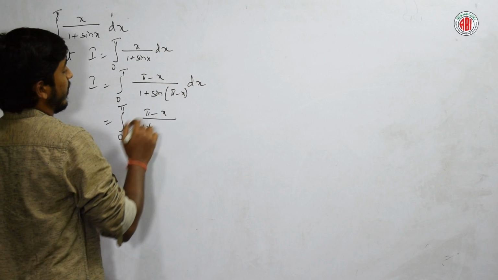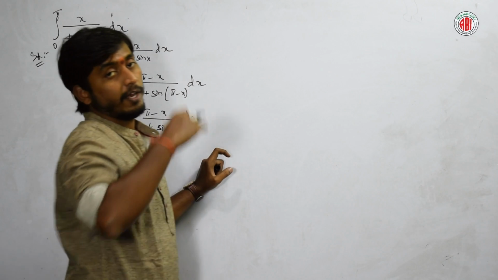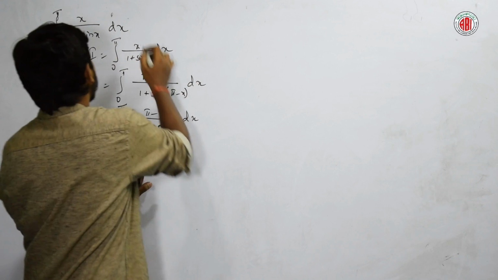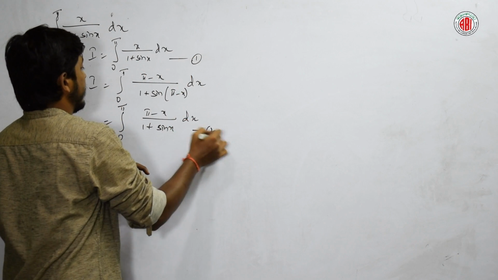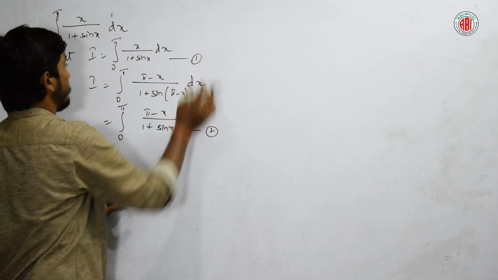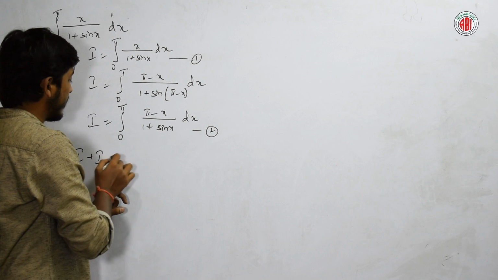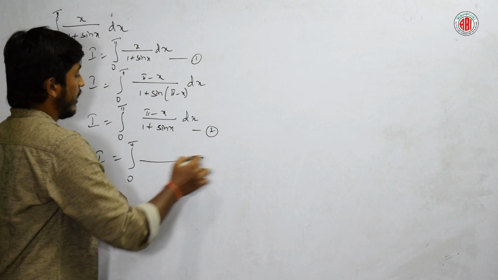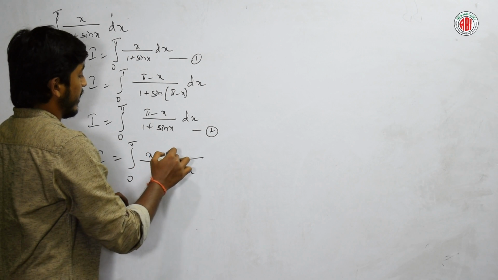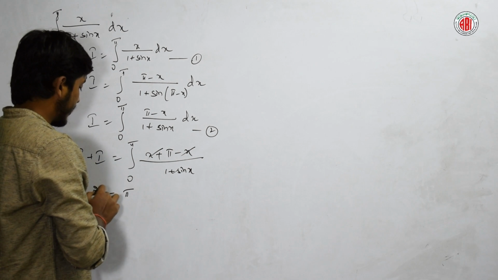What is sin of 180 minus theta? That is obviously again sin theta, because 180 minus theta is in the second quadrant, where sin is positive, right? Now let us add this and this. So what do we get? I plus I is equal to integral 0 to pi, LCM is 1 plus sin x, numerator here it is x and here it is pi minus x. x will get cancelled, pi is constant.